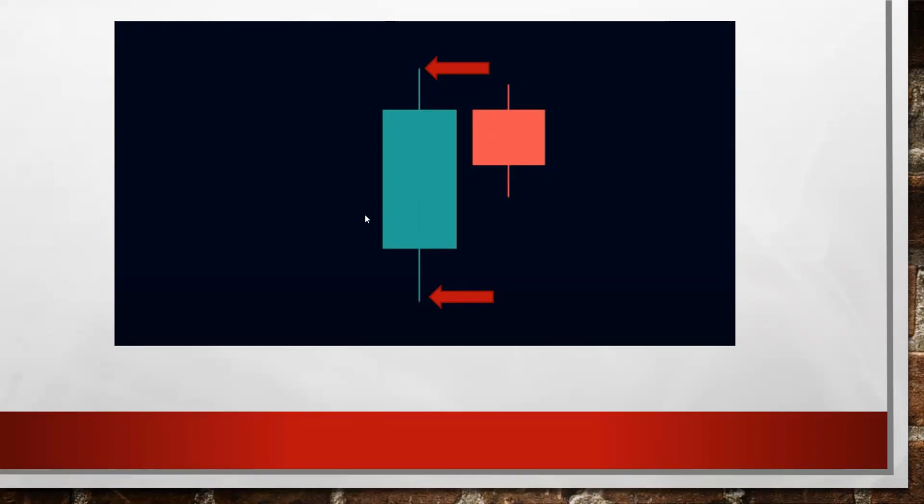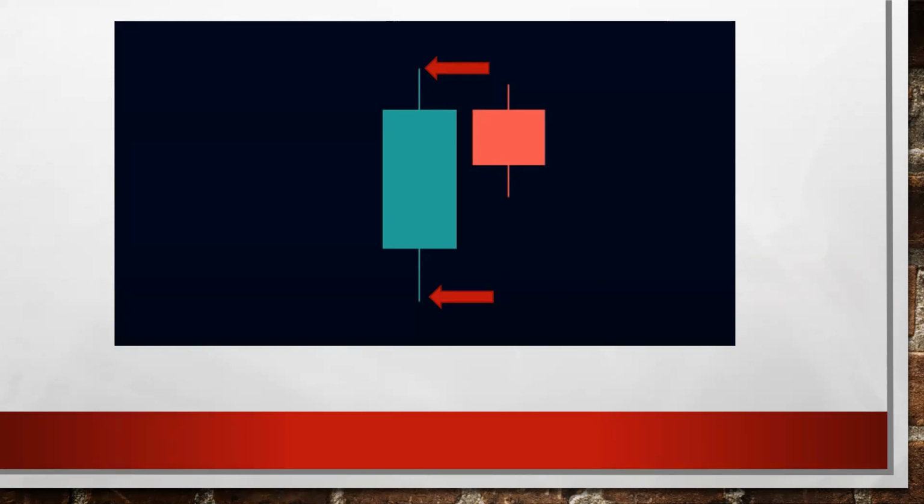We look for this particular pattern at support and resistance. And again, with regular candlesticks, it doesn't matter the color of the candles. We look for this pattern, and then we look for the reversal. If this pattern is at resistance, we look for the reversal to go down. If this pattern is at support, then we look for the turnaround or reversal to go up.